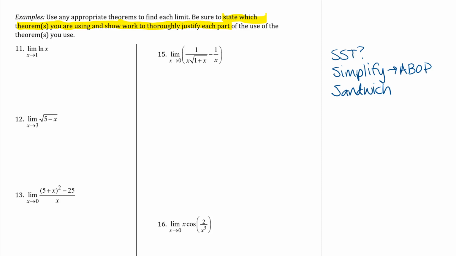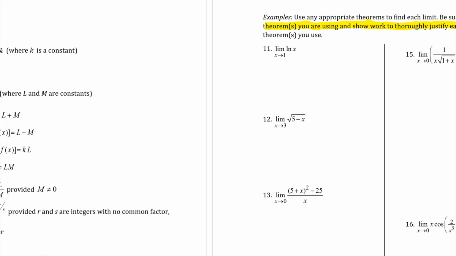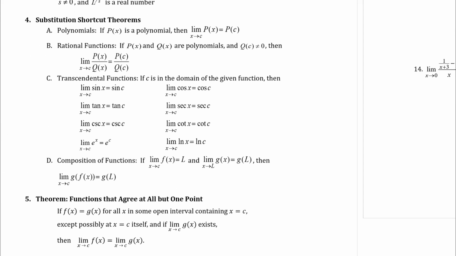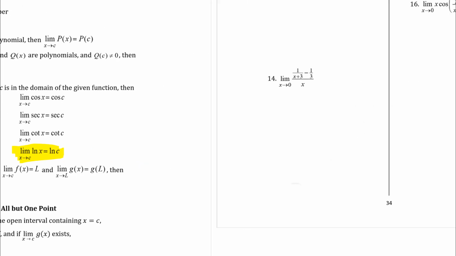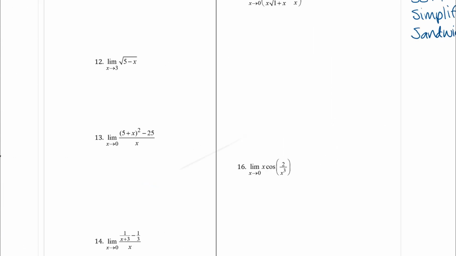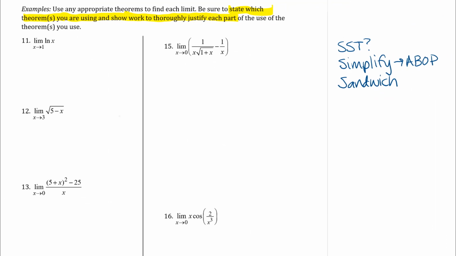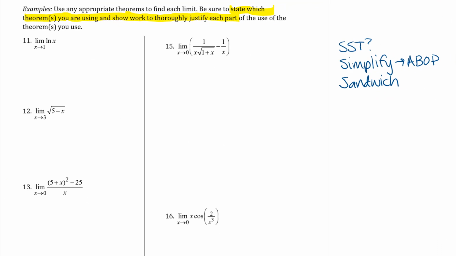For this first one, the limit as x approaches 1 of the natural logarithm of x, we actually have a theorem that directly talks about the natural logarithm function. It's one of our substitution shortcut theorems for transcendental functions. It says that as long as x equals c is in the domain of the function, then the limit as x approaches c of the natural log function is just natural log of c. The domain of the natural logarithm function is 0 to infinity, which means we are in luck when we are approaching x equals 1. So we can just use that substitution shortcut theorem.